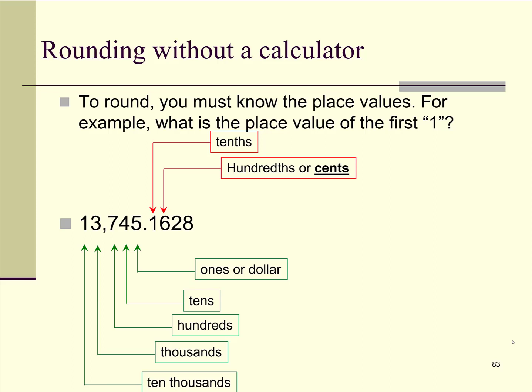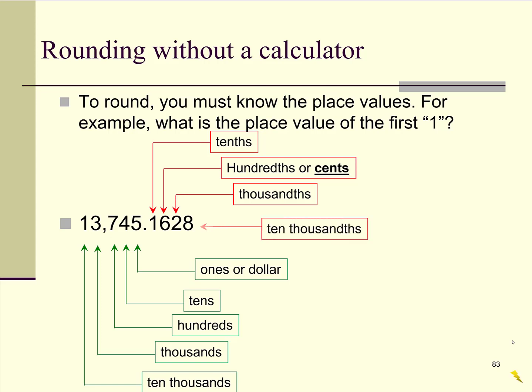And then how about the 2? What place value is that? Thousandths. And then the 8 is 10 thousandths. So you need to understand these place values before we get to the next video, which shows you how to round manually without a calculator.